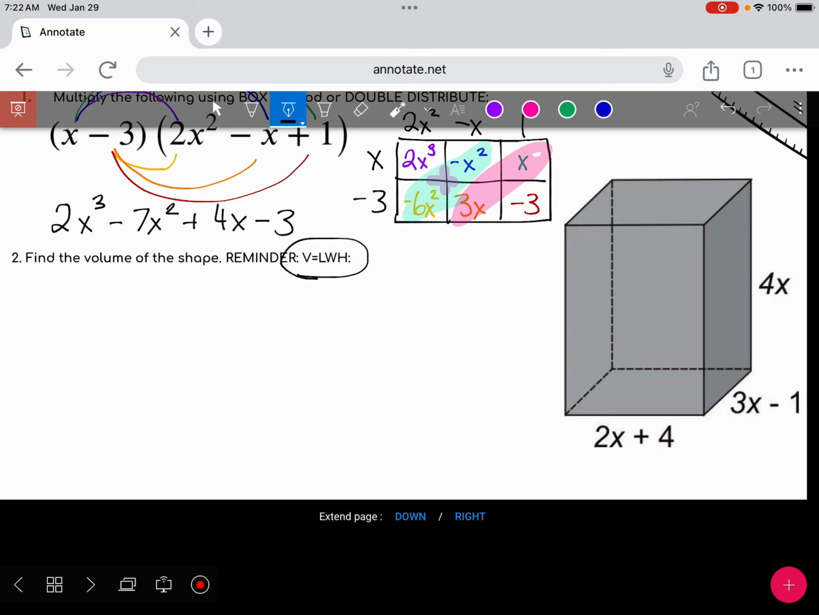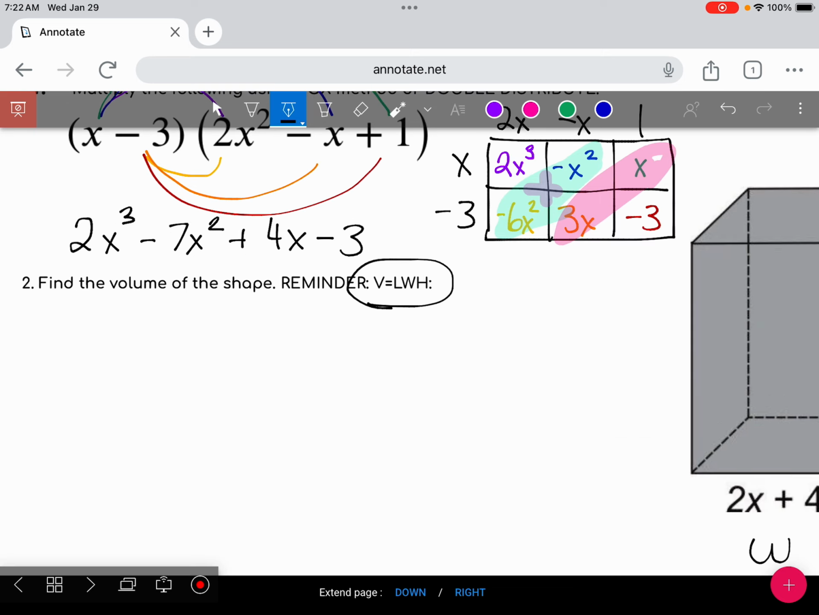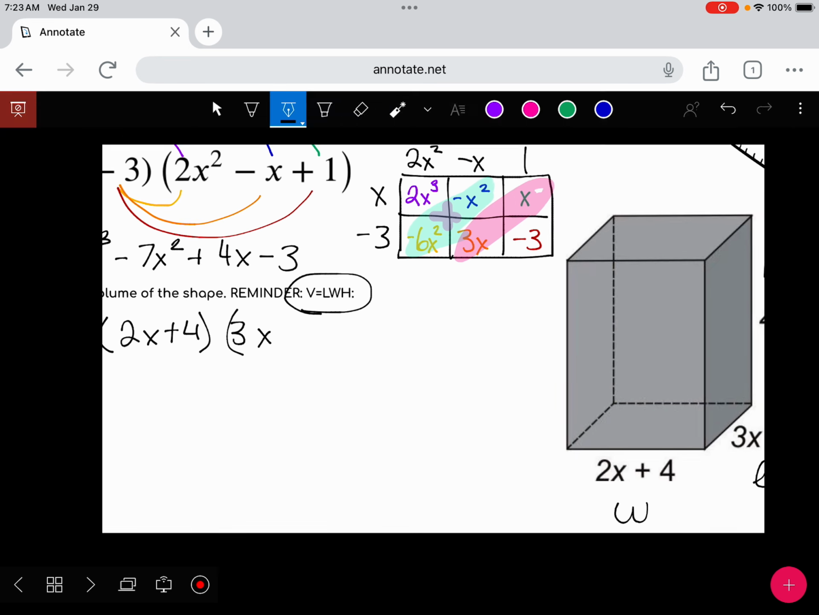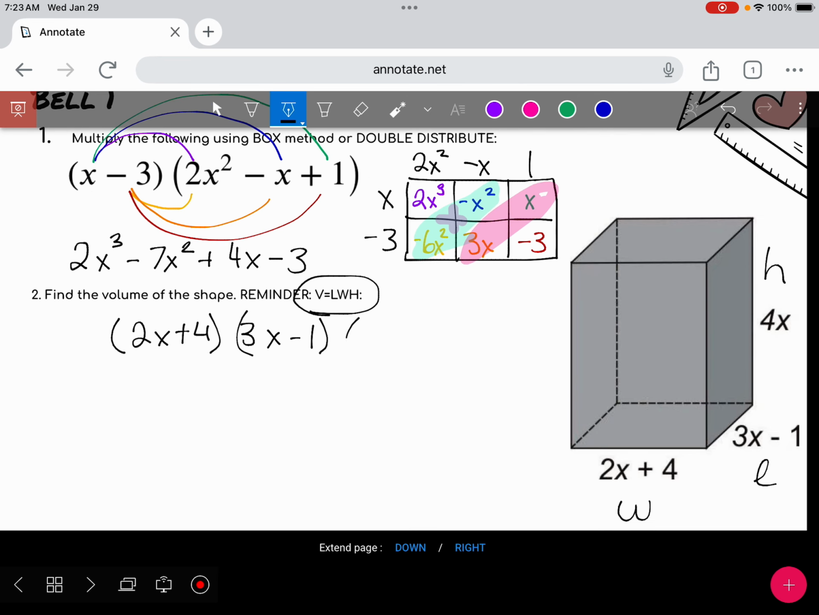We're taking our volume of this rectangle. I've got a width, I've got a length, I've got a height. Multiply. So we're going to take our 2x plus 4 times our 3x minus 1 times our 4x. Length times width times height. And you can shuffle the order on them, whatever order you want to do, but that's how we set it up. Then it's the exact same kind of vibe. I need to multiply 2 of them together, and then we're going to be doing 100% exactly the same thing.